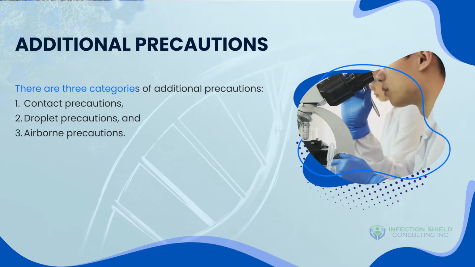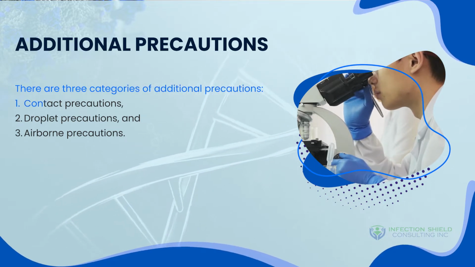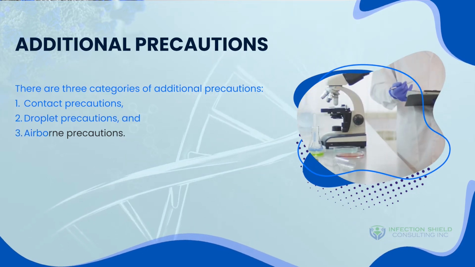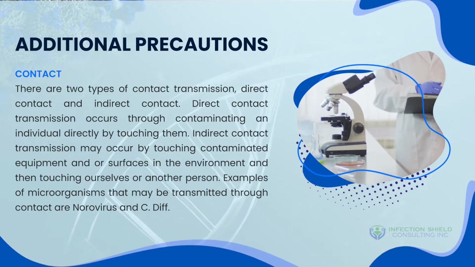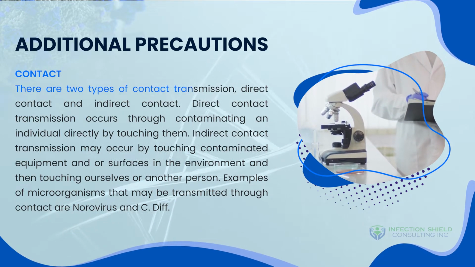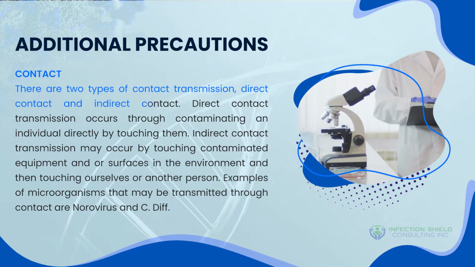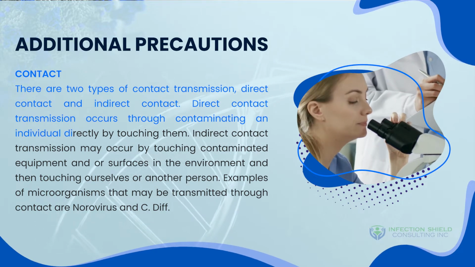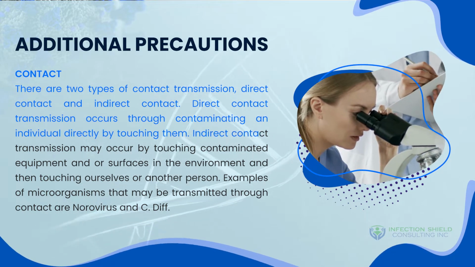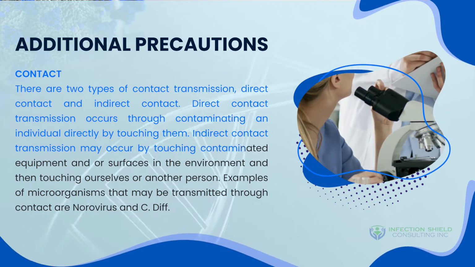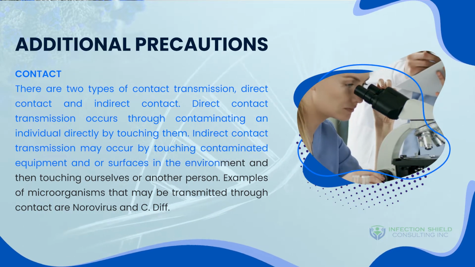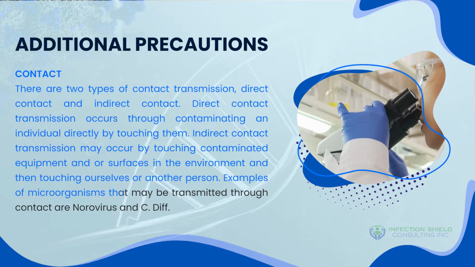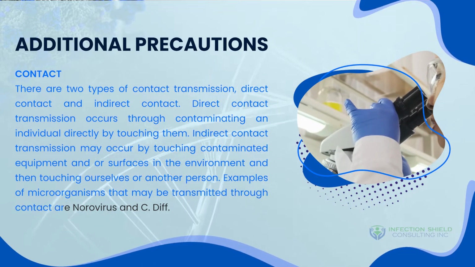There are 3 categories of additional precautions. 1. Contact precautions. 2. Droplet precautions. And 3. Airborne precautions. Contact. There are 2 types of contact transmission: direct contact and indirect contact. Direct contact transmission occurs through contaminating an individual directly by touching them. Indirect contact transmission may occur by touching contaminated equipment and/or surfaces in the environment, and then touching ourselves or another person. Examples of microorganisms that may be transmitted through contact are norovirus and C. diff.